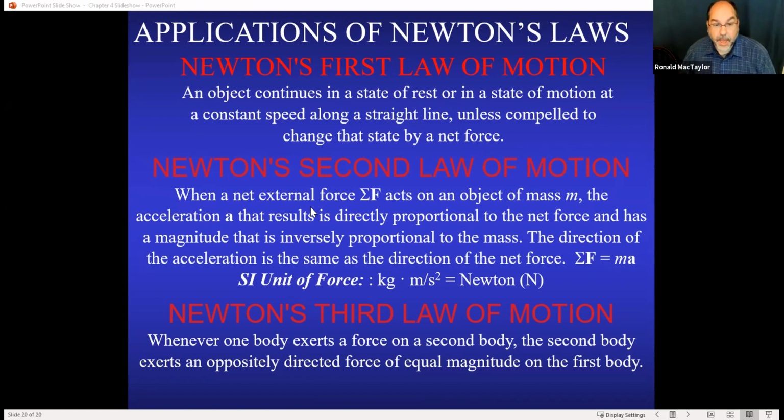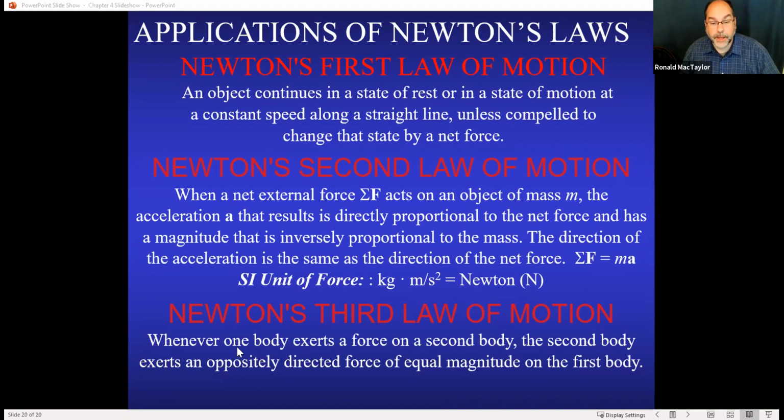So what happens if you have a net force? When there is a net external force that acts on an object of mass m, the acceleration that results is directly proportional to the net force, bigger acceleration, and inversely proportional to the mass. Same force, bigger mass, less acceleration. The direction of the acceleration is the same direction as the net force. So F equals ma, you've probably heard of that. And so the unit for force is newtons. Kilograms times meters per second squared is newtons.